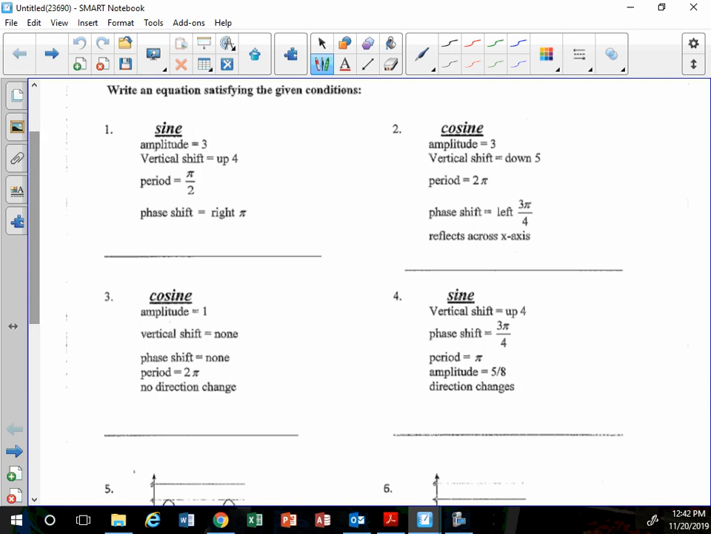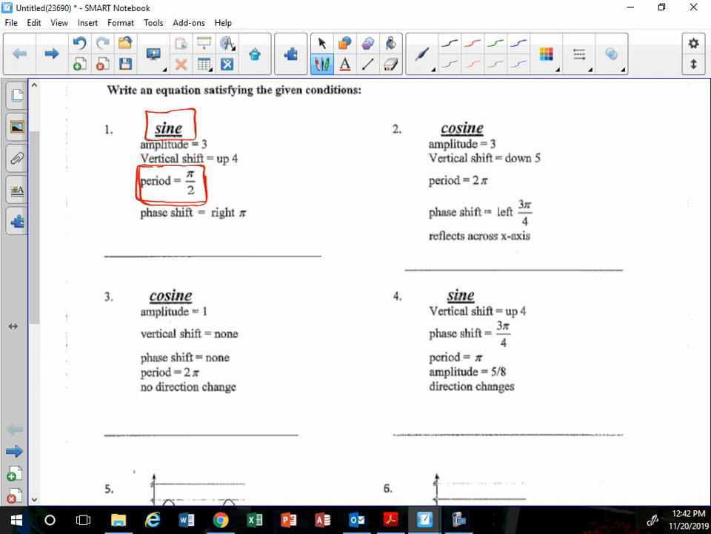Okay, so the first one, I'm telling you it has to be a sine equation. I give you the amplitude of 3, your vertical shift is up 4, tell you the period, and tell you the phase shift. The only one of these that requires any work before we just put it in the equation is the period. Okay, the period is pi over 2, but pi over 2 does not get plugged into our equation.